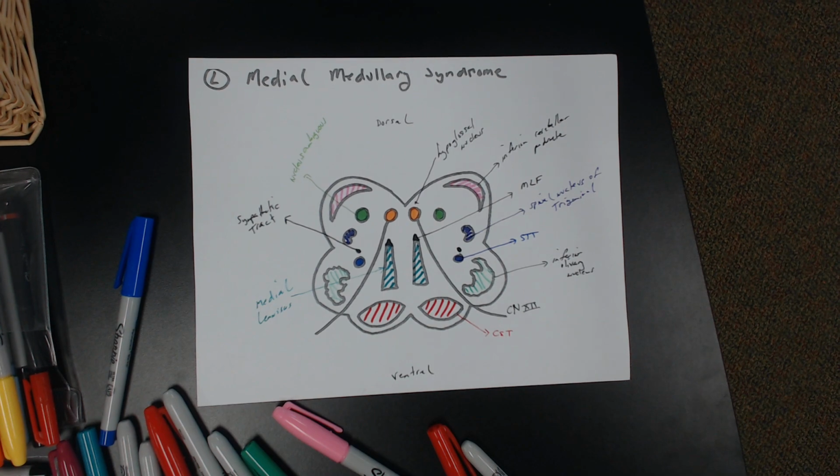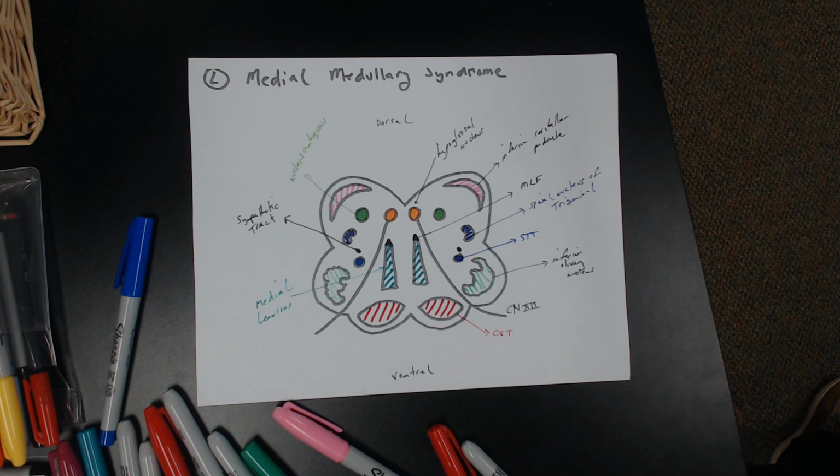Okay, any questions about that labeling? You guys remember going through this when we did the brainstem cross sections, as far as what was what, and where things reside is going to be important for the purpose of understanding this.